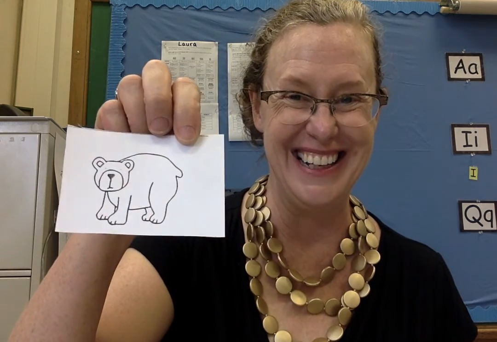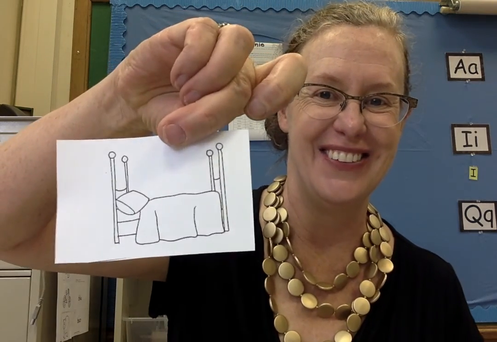Oh, you're right. It's a bear. Nice work. Did you know that one? All right. Here's a place in my house, maybe in your house too, where I like to read my book and I like to take a nap. What B word would that be? What do you think? I bet you know. You're right. Bed. Excellent.